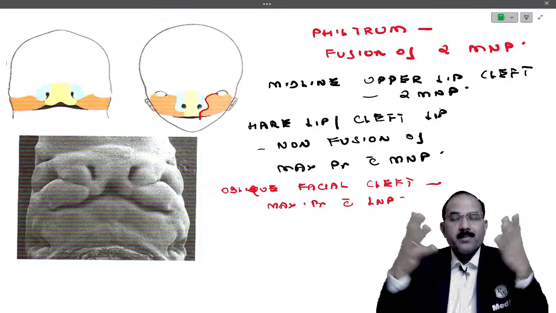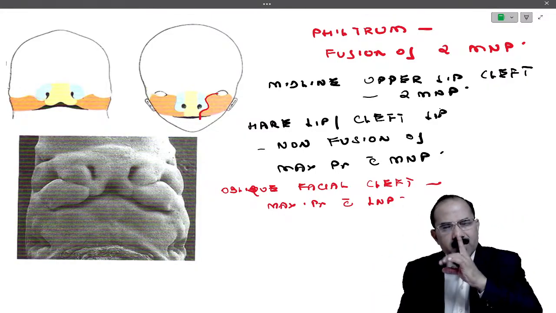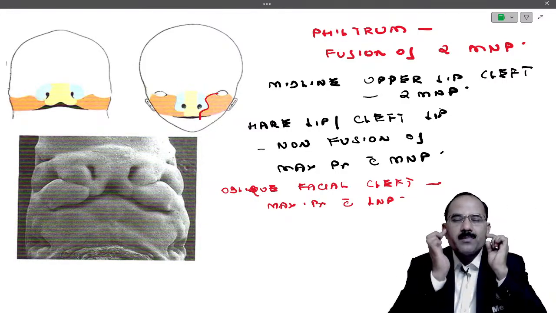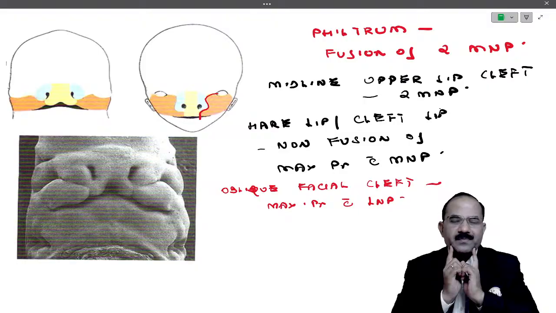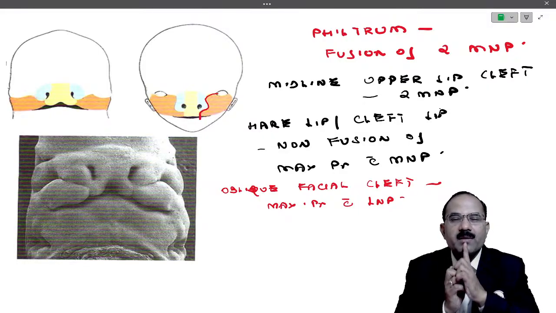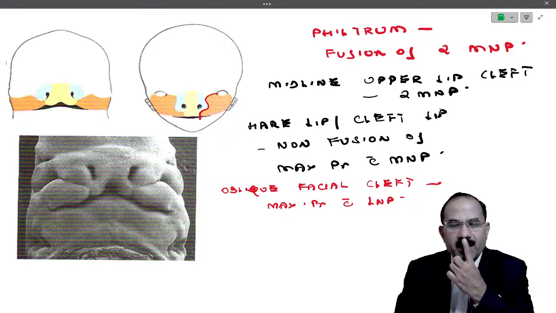This model in the development of face is always there in the embryo exam, right? So just remember how the face is formed. Two maxillary processes, the lateral nasal, medial nasal process, and the mandibular processes. Mandibular processes fuse, they form the lower lip and the lower jaw. If they do not fuse, you get a midline lower lip cleft. Two medial nasal processes fuse to form the philtrum of the upper lip. If they do not fuse, we get a midline upper lip cleft.